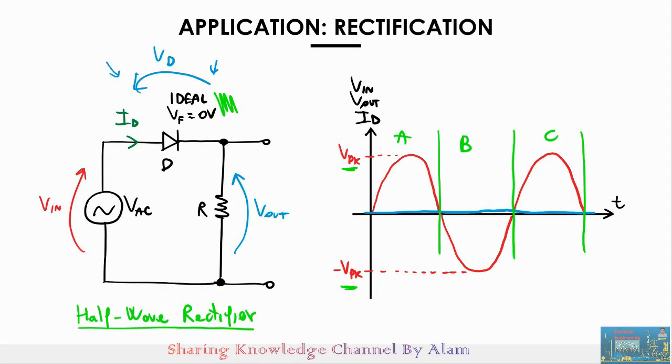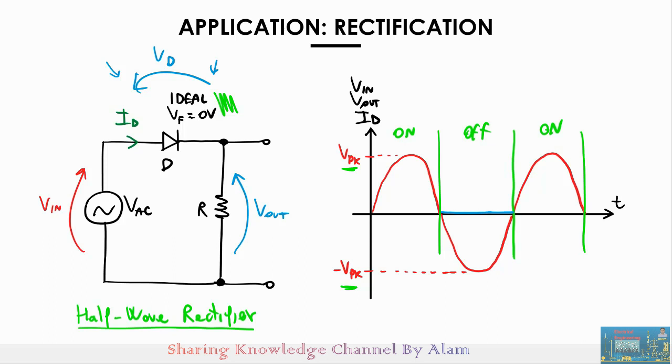Now that we understand when the diode is on and when the diode is off, we can redraw the curves of VR and ID. So just to make it a little bit more clear, let's cancel A, B, C and let's just say on, off, and on. I delete the previous Vout and let's update the graph. Okay, when the diode is off, Vout will be equal to 0. So this is how it will look like.